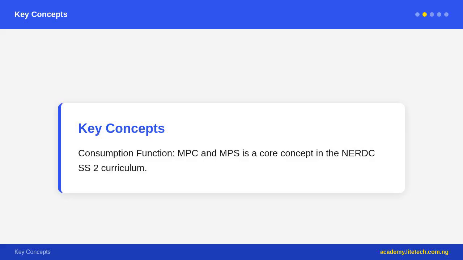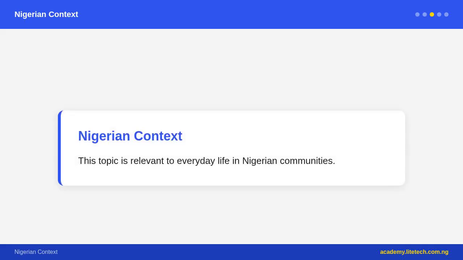The average propensity to consume, APC, measures the fraction of total income spent on consumption. APC equals C divided by Y. For the linear consumption function, APC equals A plus BY divided by Y, which equals A divided by Y plus B. As Y increases, A divided by Y falls, the autonomous component becomes a smaller proportion of income, so APC declines as income rises. This means that higher-income households spend a smaller proportion of their income on consumption and save a larger proportion. This is Keynes's fundamental psychological law: as income rises, people save a higher fraction of it.